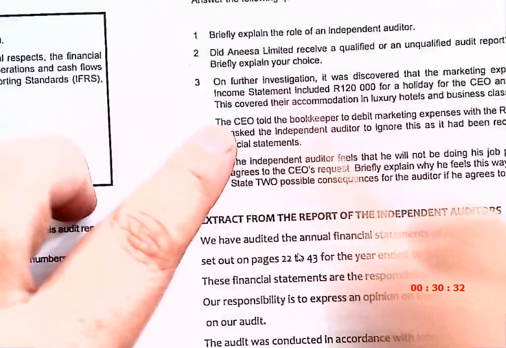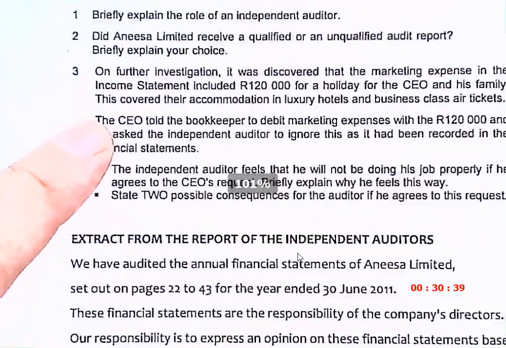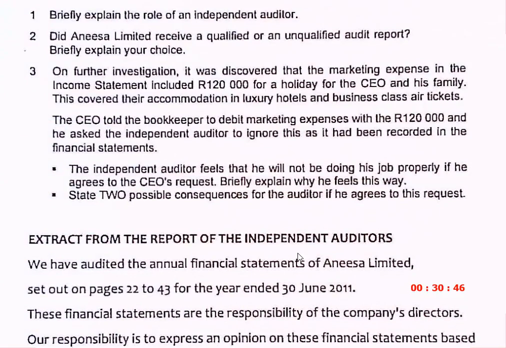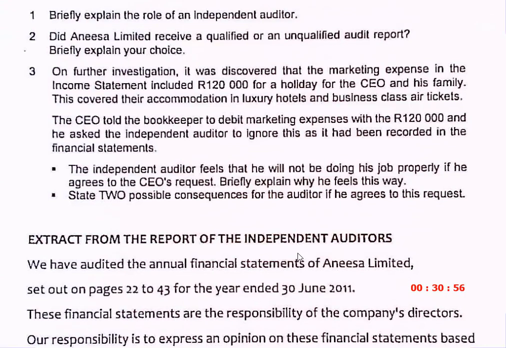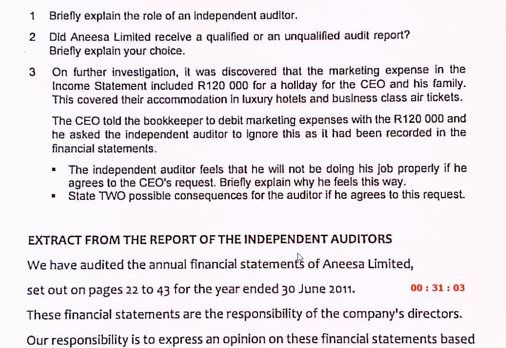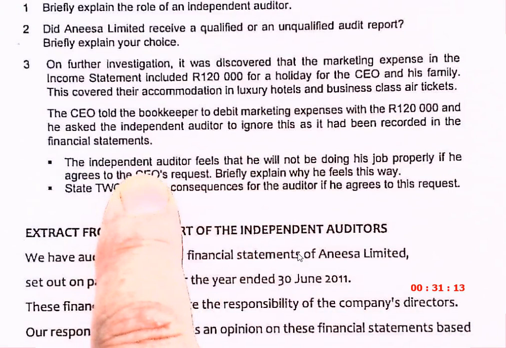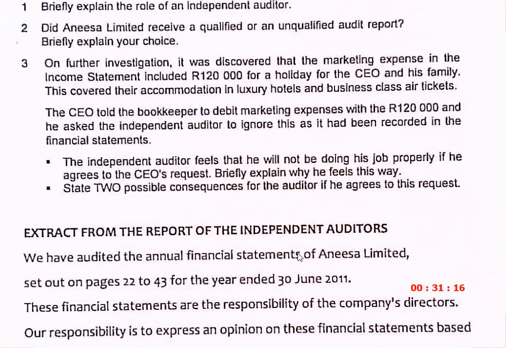On further investigation, it was discovered that the marketing expenses were basically used for a holiday for the CEO and his family. They say this covered their accommodation. The CEO told the bookkeeper to debit marketing expenses, so he did what he was instructed. Now, what do they say? The independent auditor feels, now who's the independent auditor? It's the external guy. He feels he will not be doing his job properly if he agrees with the CEO's request. Briefly explain why he feels that way.